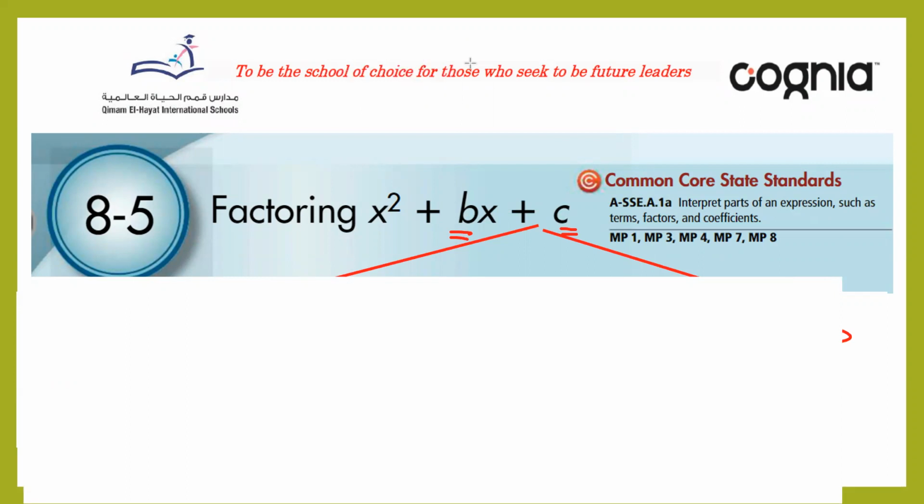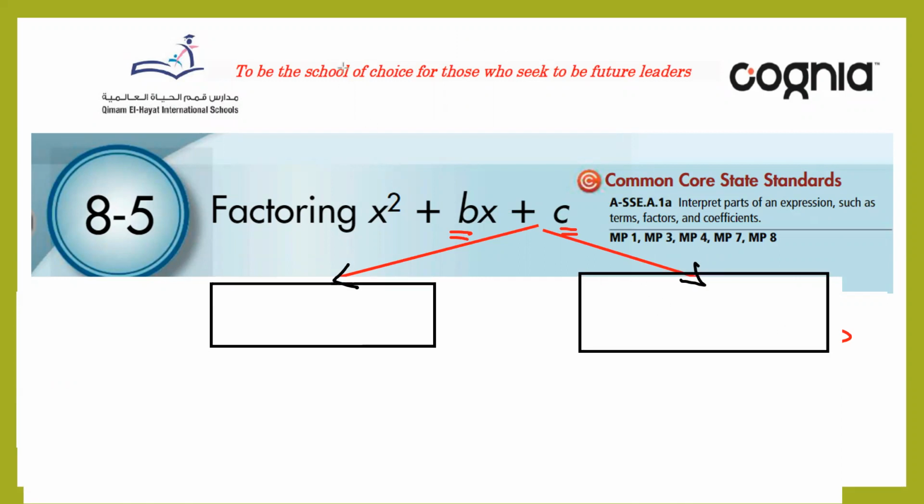In factoring, I have two cases. The first case, if C is positive. The other case, when C is negative. So we said C means the multiplication of A times B, and B is the addition of A plus B. That's the first one. This is the second one.